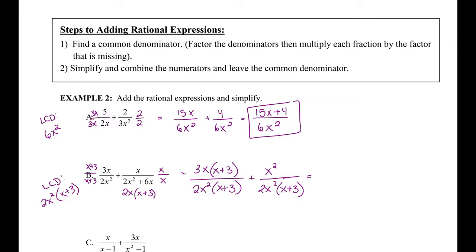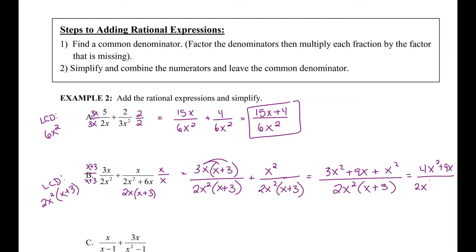So we're going to simplify the numerators here. So I get 3x squared plus 9x from distributing the 3x, plus the x squared that was already in the numerator on the right, and I can now put the whole thing over my common denominator, and I can combine like terms to get 4x squared plus 9x over my common denominator.